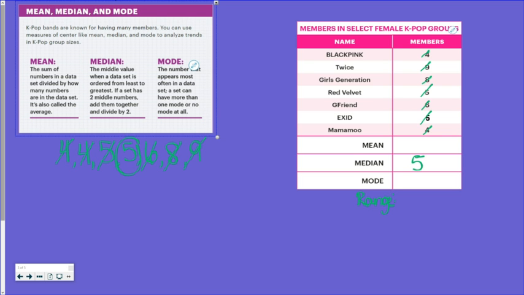Our range. Let's go back to our list. Our largest number was this 9 here, and our smallest number was the 4. To find the range, we're going to subtract those values. 9 minus 4 is 5.